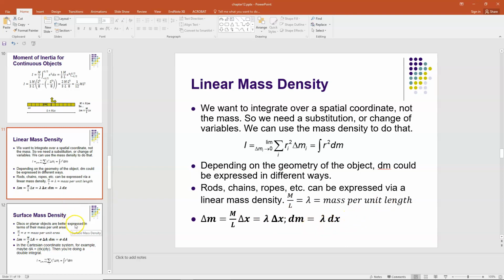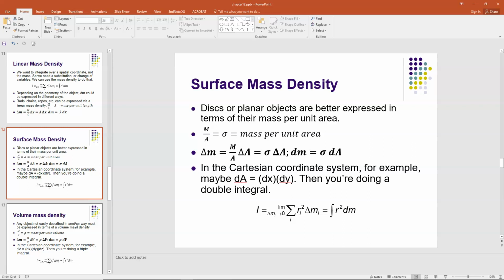But that's not always the case. Sometimes you have more complicated problems. So, for example, we talked about records earlier. Now, that's a perfect example for a surface mass density. Disks or planar objects, those are better expressed in terms of their mass per unit area.